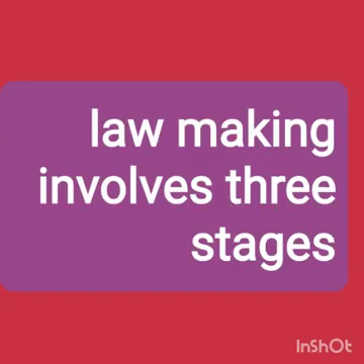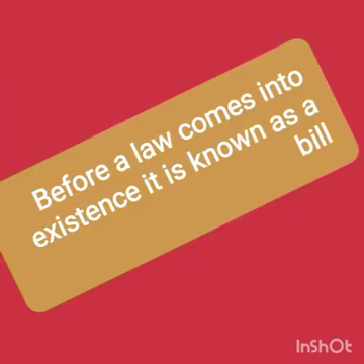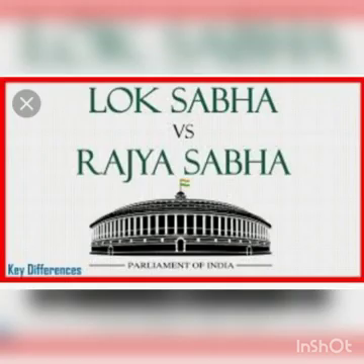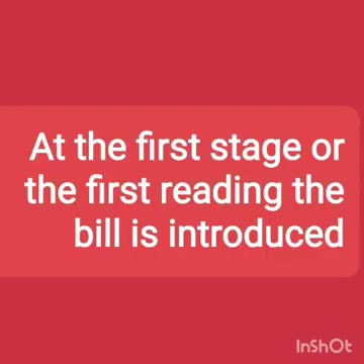Law-making involves 3 stages. Before a law comes into existence, it is known as a bill. When the bill is first introduced in any one of the houses, that is either in the Lok Sabha or in the Rajya Sabha, it goes through the first reading of the bill, which is also known as the first stage of the bill.